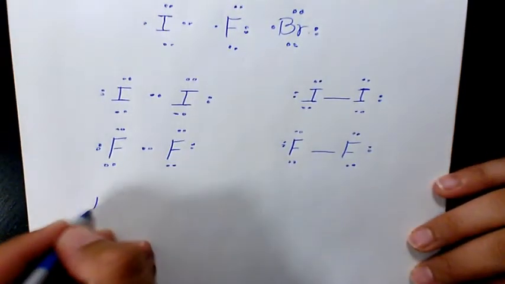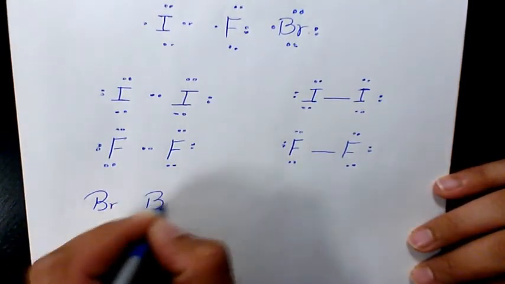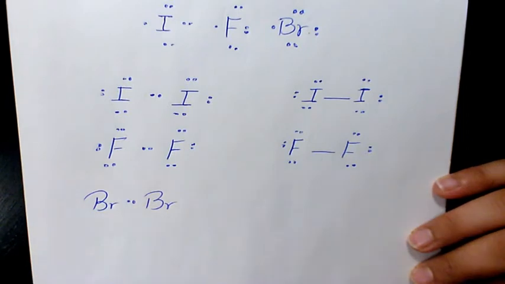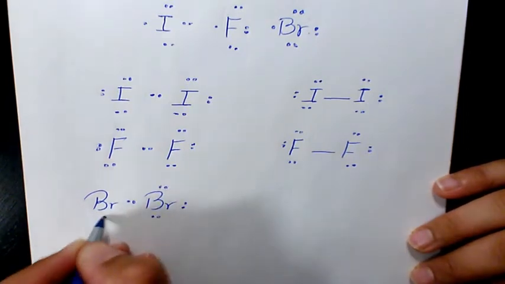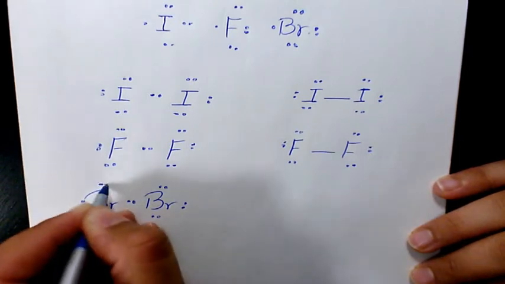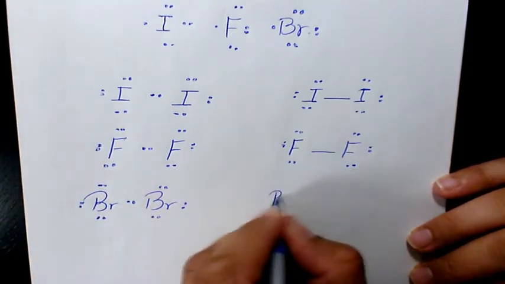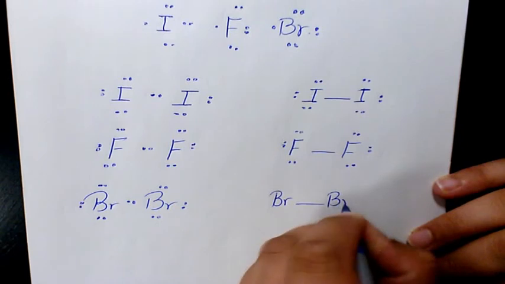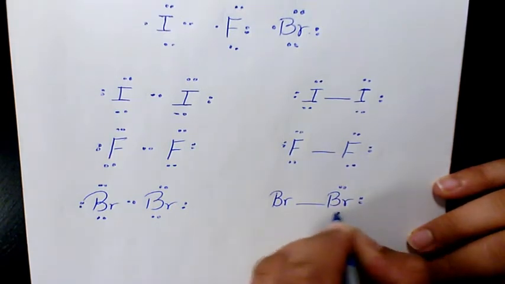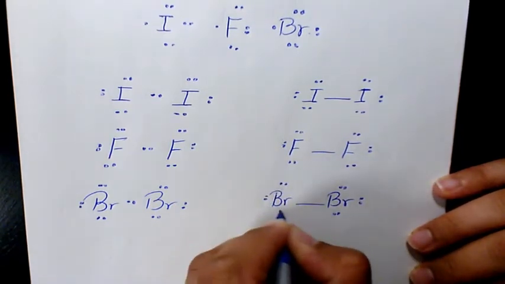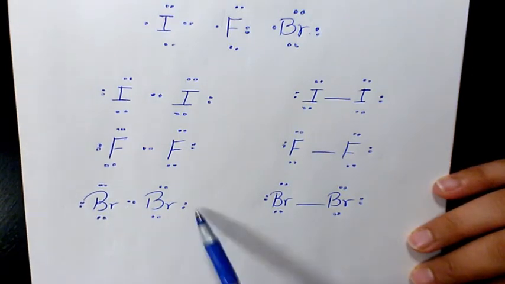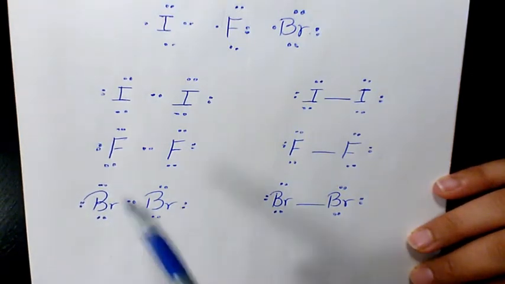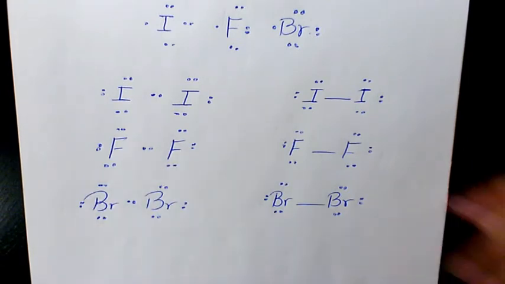And Br2 as well, bonding pair first, and then we place the electrons around it in order to fulfill the octet rule. Because of the octet rule, as you see here, 2, 4, 6, 8 for Br. For this Br, 2, 4, 6, 8 again. And same thing for the others.